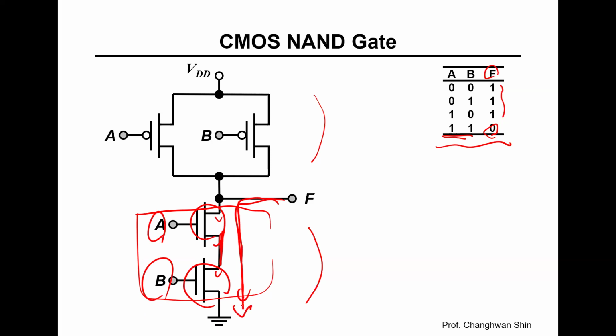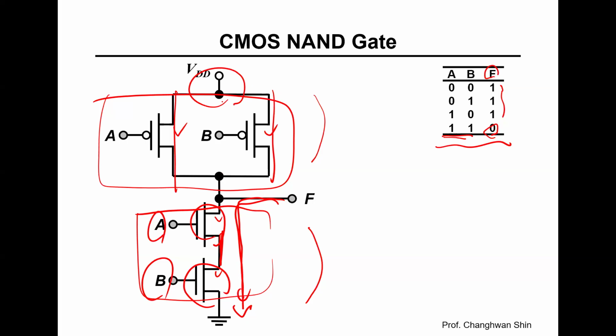Now take a look at the pull-up network at the top. It consists of two p-channel MOSFETs connected in parallel, right? So this is like having two independent ways to connect the power supply. If either path is available, this way or that way, the connection between the power supply and the output node can be made.